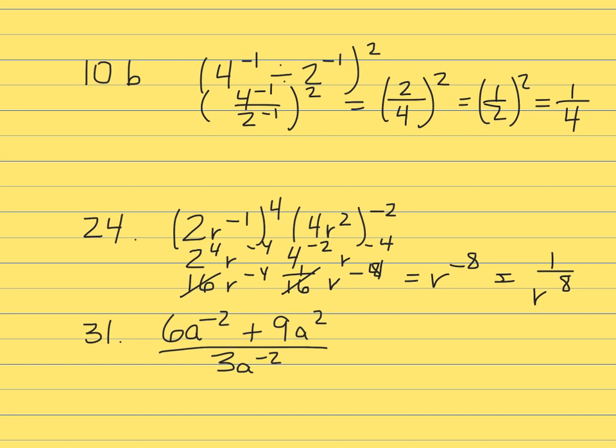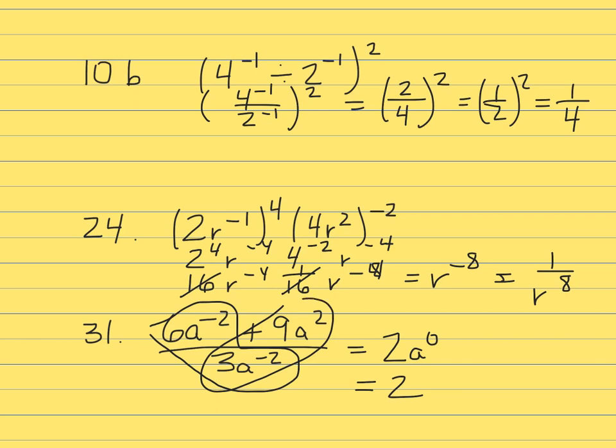Number 31, we're adding. So once again, I can do this a couple different ways. My favorite way is to do this. So if I simplify that term, I'd have 2. And it'd be a to the 0, which is 1. So that's 2 times 1, which is 2. Then dividing this way, I'd have 3. A to the 2 minus a minus 2 would be 4. So it'd be 2 plus 3a to the 4th power would be that final answer.